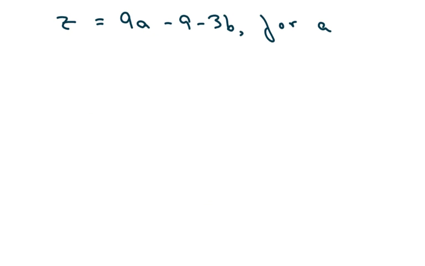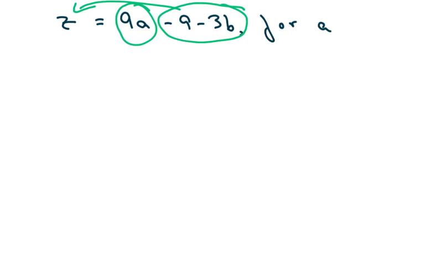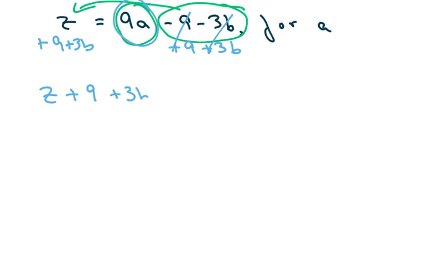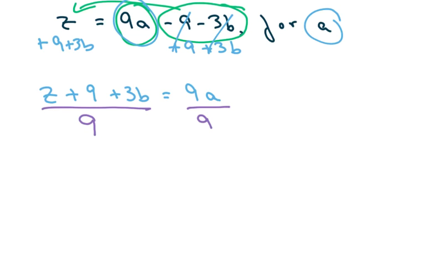Okay, the next one, we have to solve for a. We only have one a here, so we don't have to do that factoring thing. But we have to move these guys over onto the left side of the equation. So since this is part 4, I'm going to add 9 and add 3b to both sides. This gives you 0, this gives you 0, so you're left with 9a over here. So you get c plus 9 plus 3b equals 9a. And then to solve for a, we just divide everything by 9. That cancels, and honestly I would just leave the 9 like that.